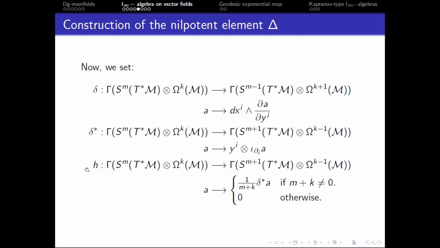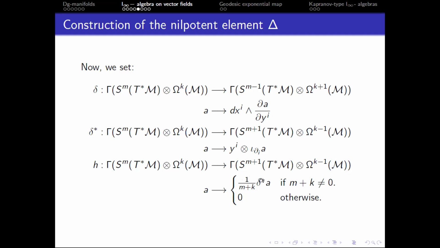Okay, and then to just finish this part, I define an operator which I denote by h. The reason for this notation is because this h can be thought of as a homotopy operator. And this h is basically a rescaling of delta star. So if I take a section of this bundle which has degree m with respect to the polynomials in y and degree k for the differential form part, what I do is that I just divide by these degrees and I apply the operation delta star.